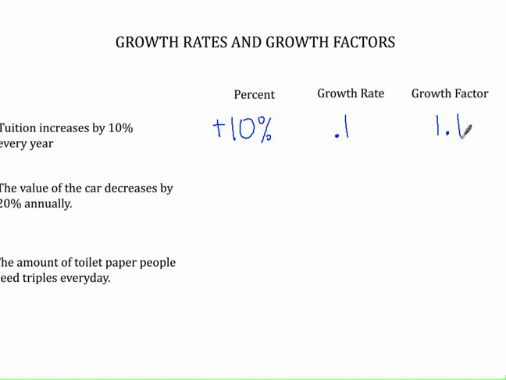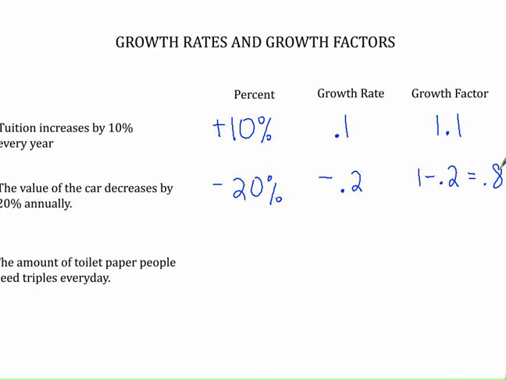So the value of the car decreases by 20% annually. Now it's going to be a negative 20%, a decrease, right? The growth rate would be the same thing, so we find the numerical equivalent, which is 0.2, but now we're interpreting it as a negative. The growth factor, if it's decreased by 20%, I'm going to do 1 minus 0.2, which is going to become 0.8. And we're going to be using these for our models in the next few problems.